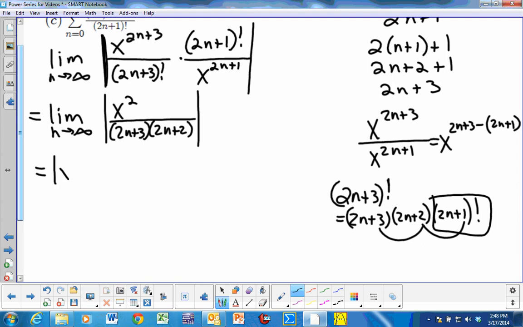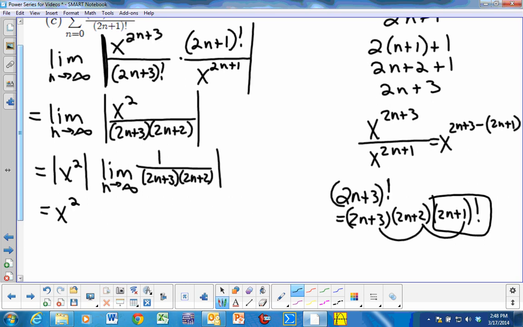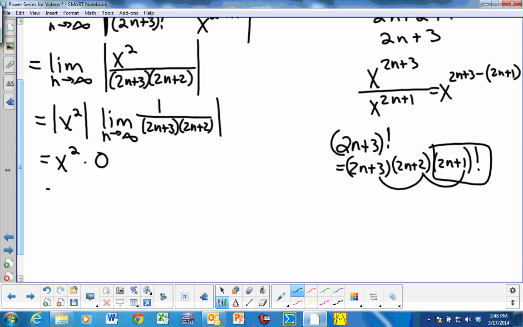Now remember, again, x squared is actually a constant, so we're going to pull it out in front, and then we're going to take the limit as n goes to infinity of 1 over 2n plus 3 times 2n plus 2. So as n goes to infinity, you're going to get 0 for that limit, so you're going to have x squared times 0, which is 0, which is less than 1 for all, which is what the upside down capital A means, x in the real numbers.